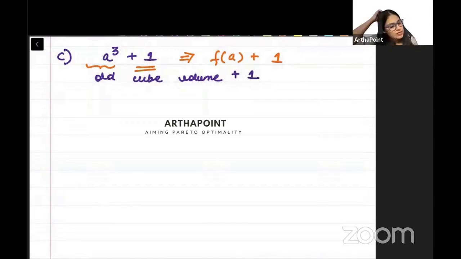ठीक है. So we will stop here for today. Then we will go in the next class and we will also talk about domain and range. Okay, beta. Thank you.